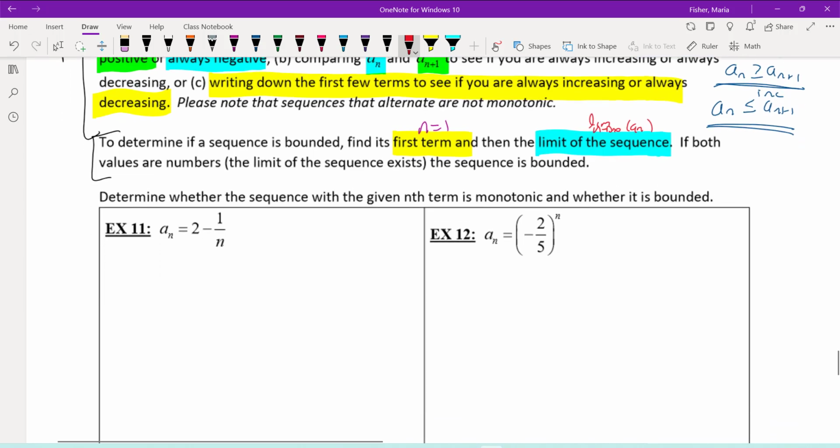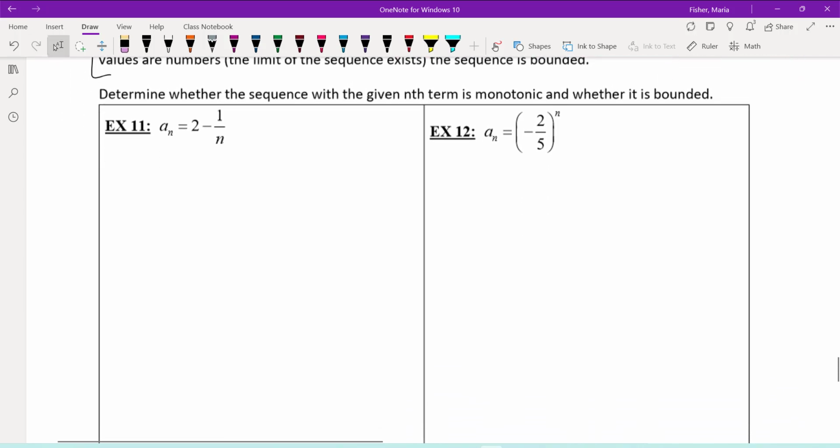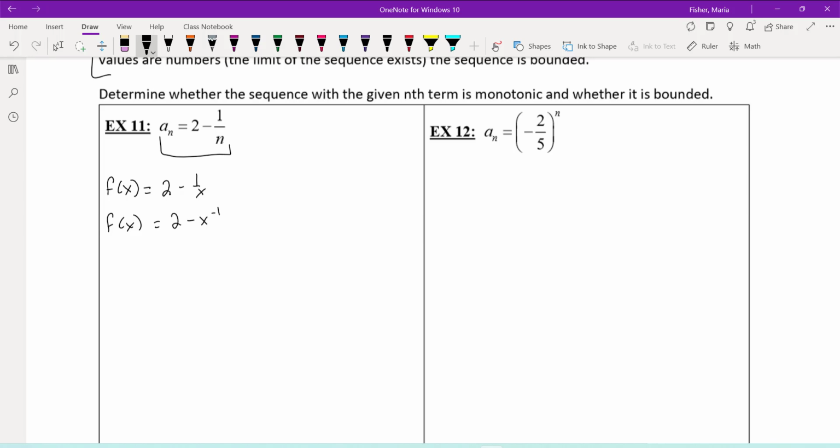So let's determine whether the sequence with the given n term is monotonic and whether it is bounded. Starting with number 11, I have a sub n is equal to 2 minus 1 over n. I like to, if I can, just take the derivative to figure out if things are monotonic or not. When I take the derivative, I rewrite things as functions. So instead of n's, I'm going to write an x. If we think of this as a function, f of x would equal 2 minus 1 over x. If I were to rewrite it with a negative exponent so it's easier to take the derivative, I'd have 2 minus x to the negative first.